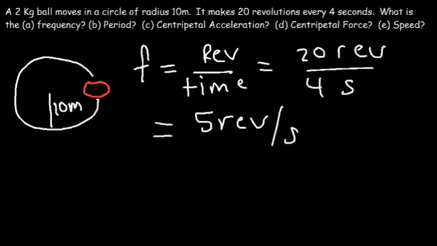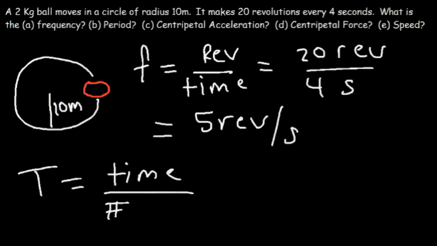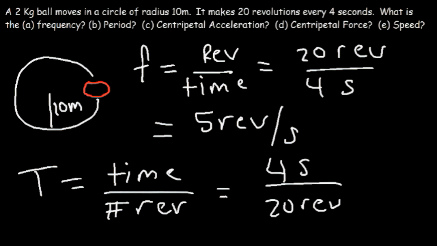Now, what is the period? The period is 1 over frequency, or we can say it's the time divided by the number of revolutions. So the time is 4 seconds, and there's 20 revolutions. 4 over 20 is the same as 1 over 5. So it's 1/5 seconds per revolution. So the period is 1 over 5, or 0.2 seconds. Typically, the unit for period is simply seconds, but it's important to understand what it really means. It's 0.2 seconds per 1 revolution.